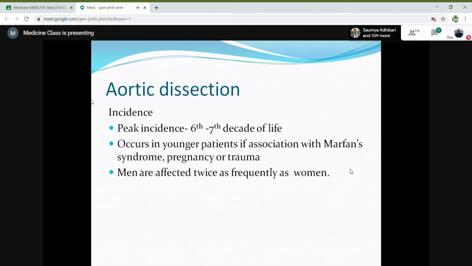But since it was showing the abdominal aortic aneurysm and the stent graft, I thought it could be useful for you to understand. That was the main reason why I wanted to show you this video. Is that okay? Yes, ma'am.